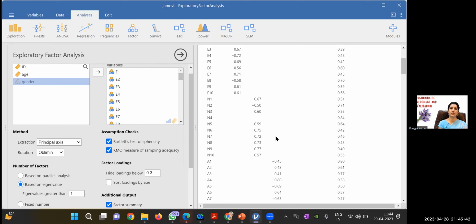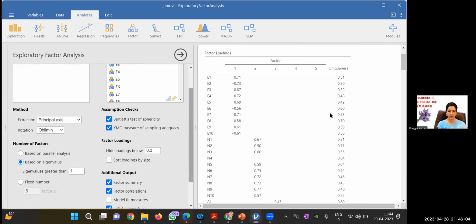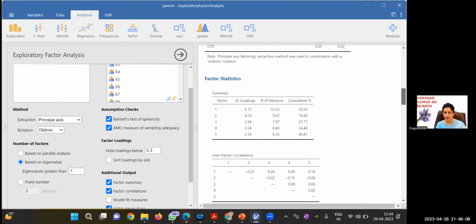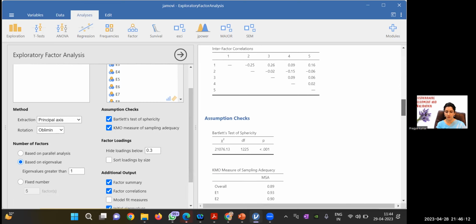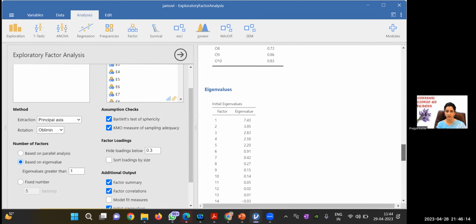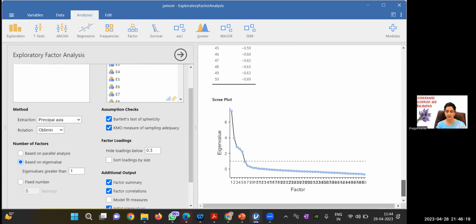So have you understood this? Uniqueness and communality. All of you please say, otherwise I'll repeat once again. Okay. Then coming to the other output, I have explained this SS loading and variance to you, and this inter item I have not told you. This MSA I have told, and this eigenvalue also I have explained, and I have explained this scree plot to you.